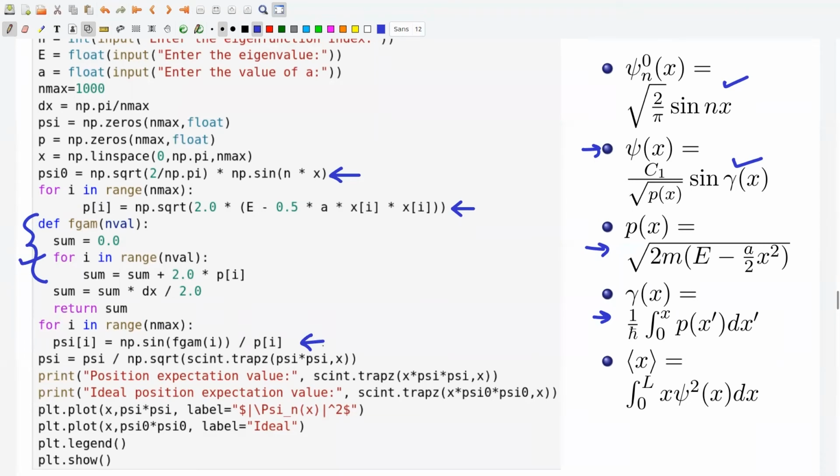After we get psi of x, we normalize psi of x. And once we have the normalized eigenfunction, we can calculate the energy expectation value by evaluating this integral. This is done in this step, and then we also evaluate the position expectation value for the ideal case, that is V equal to 0. Finally, we plot the eigenfunctions for V equal to 0 as well as V not equal to 0 in this step.